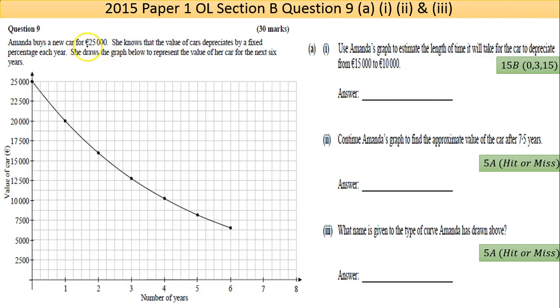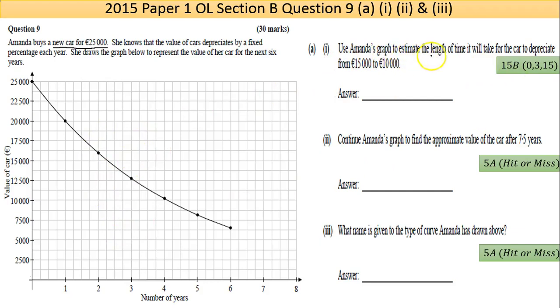But I suspect a new car, you buy it off the lot, drive it off the lot, it depreciates in value. Okay. So she knows that the value of cars depreciates by a fixed percentage every year. She draws the graph below to represent the value of her car for the next 6 years. So you're given this graph. You just have to interpret the graph. You've kind of done this already in this exam, 2015, paper 1.